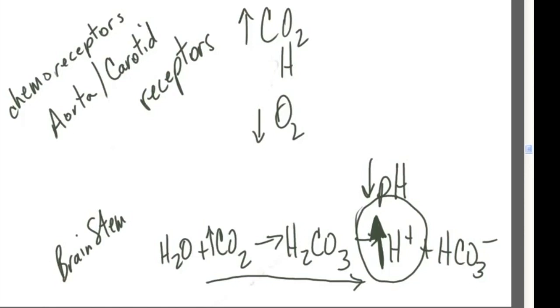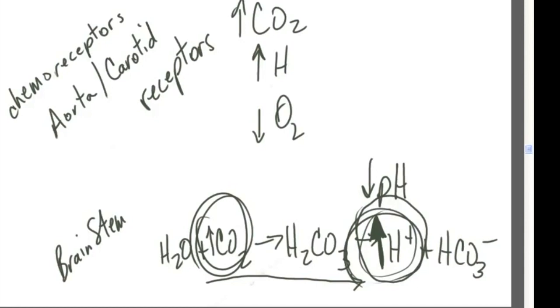And which way? I didn't have to erase that. You don't have to erase it. My 2 was too close to the H, and it made it look like CO2. If CO2 goes up, what's it do to hydrogen ion concentration? It's up. And that is a low pH.